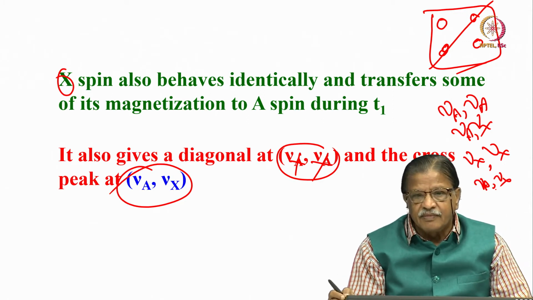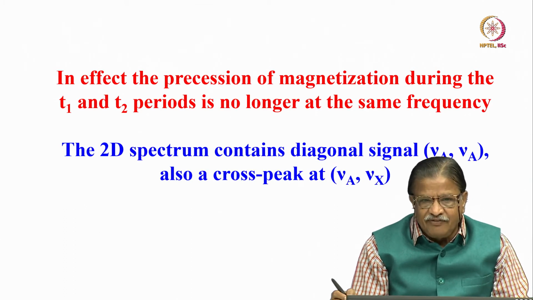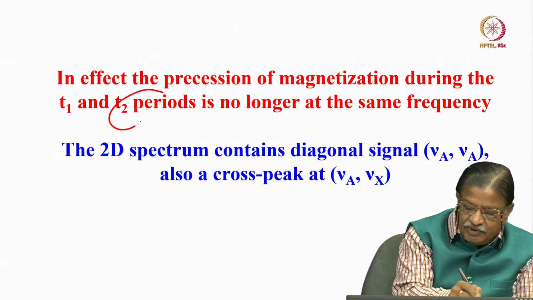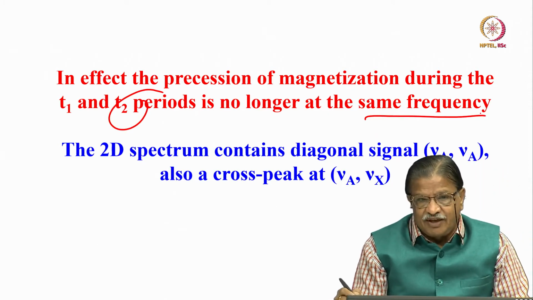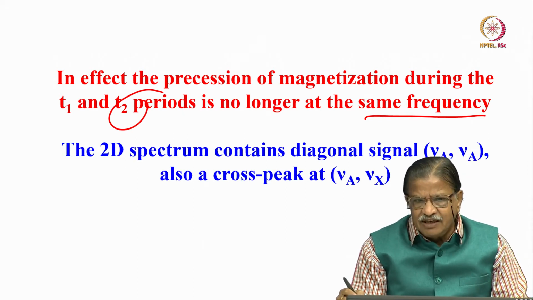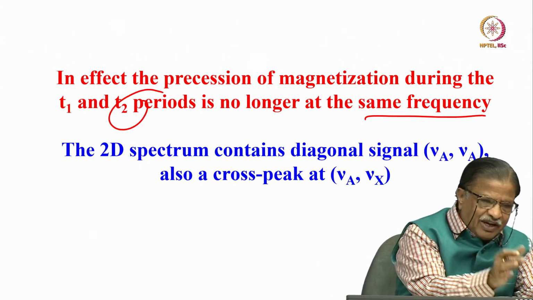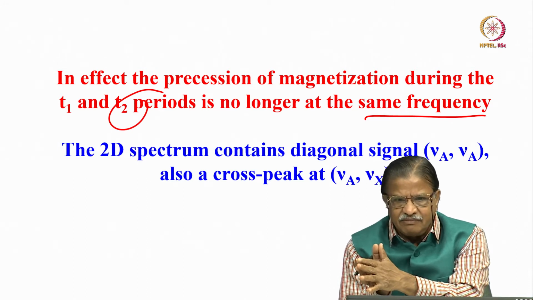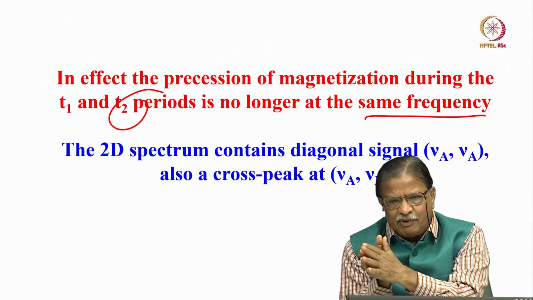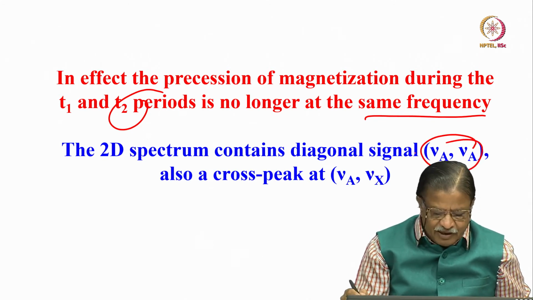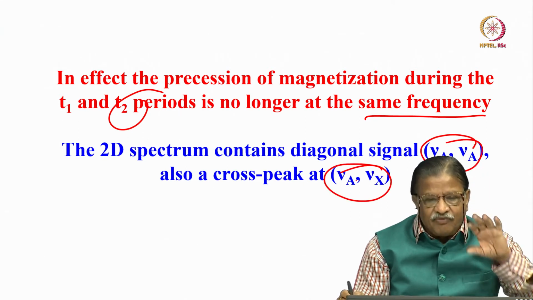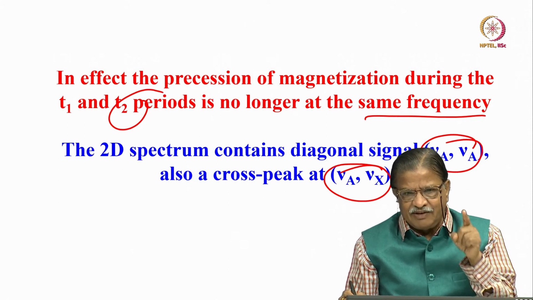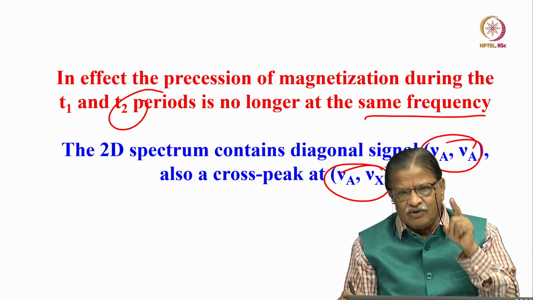That's what happens. In effect, the precession of the magnetization during the T1 and T2 period is no longer the same frequency. The magnetization precesses at two different frequencies. Its precessional frequency in the T1 is different. Its precessional frequency in the T2 period is different. So, as a consequence, the 2D spectrum contains diagonal frequency of nu A and also cross peak at nu A and nu x for both A spins and X spin. Please understand, the precession frequency of the magnetization during T1 T2 periods are no longer the same.